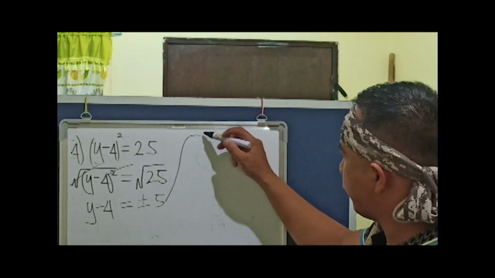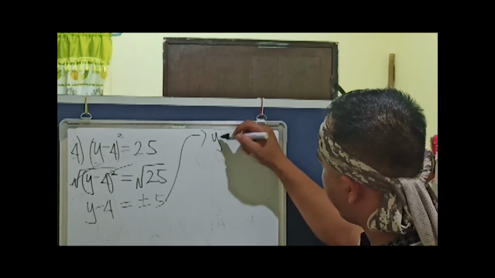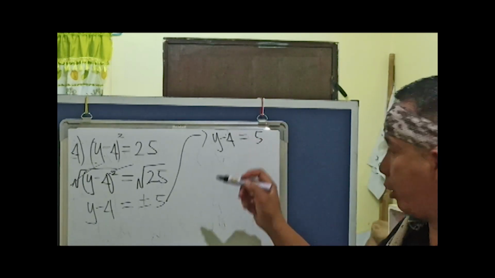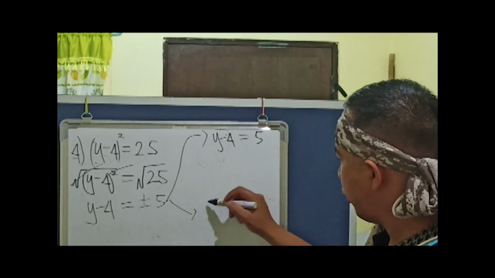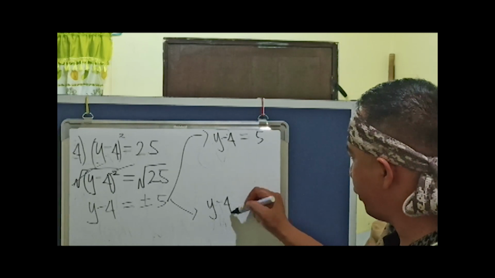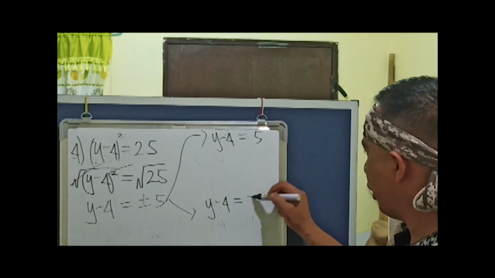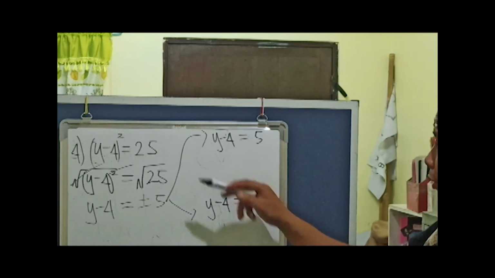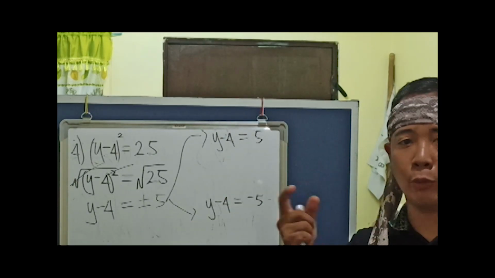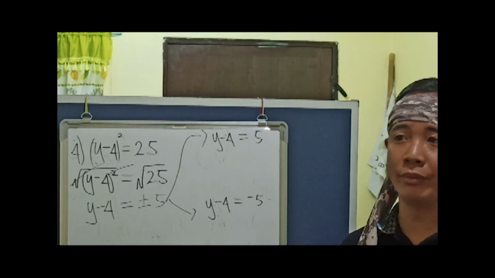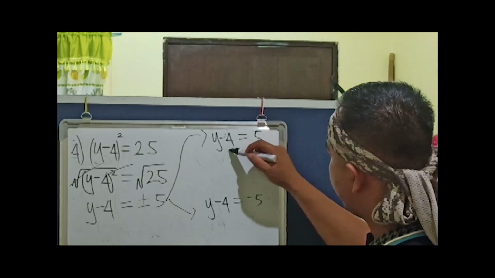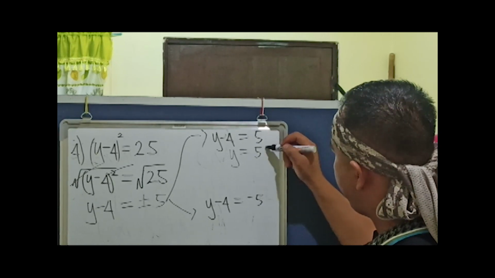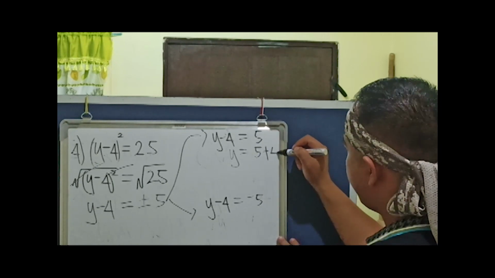Simply means that y minus 4 could be equal to positive 5, or y minus 4 is equal to negative 5. But it doesn't end in this part. We need to have a single value of y. So you will have y is equal to 5 plus 4.